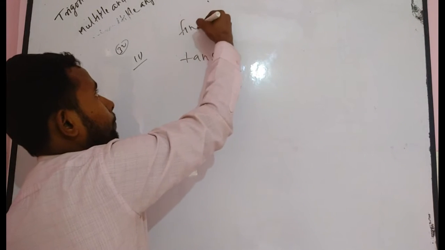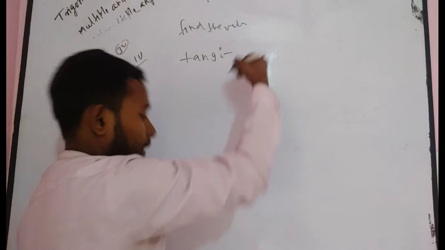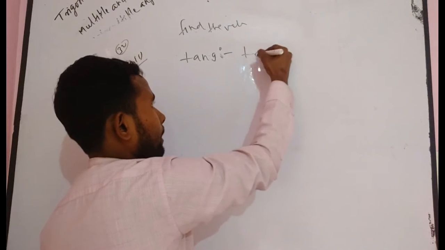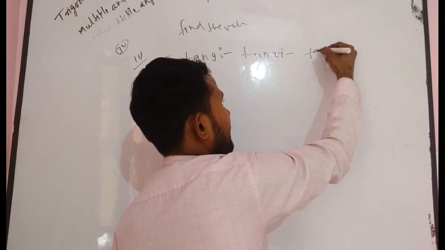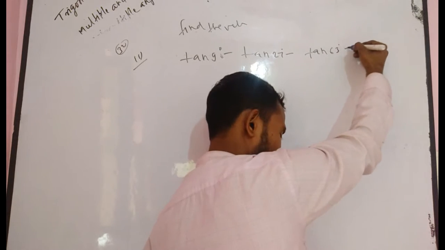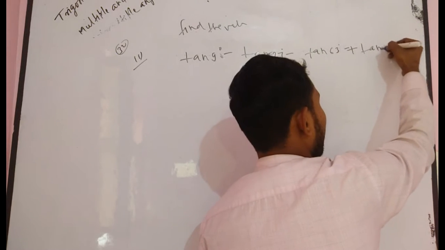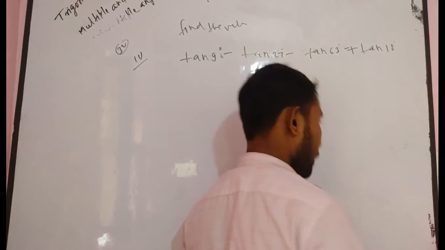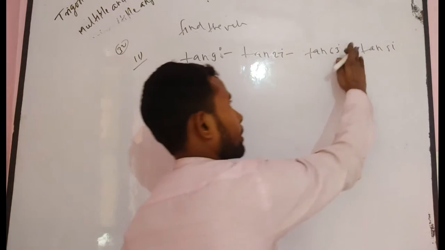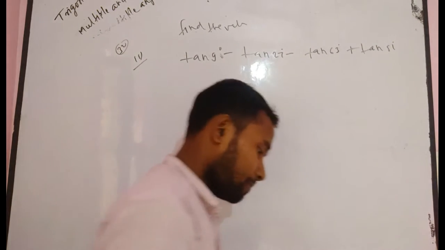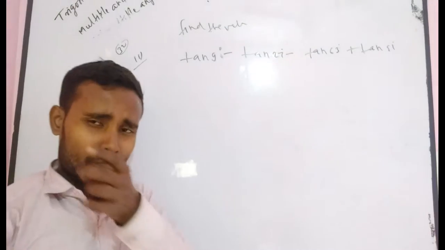Find the value of tan 9 degree minus tan 27 degree minus tan 63 degree plus tan 81 degree. Sorry, 81 degree. You have to find the value of this expression. There is a plus sign. How can you solve this problem?